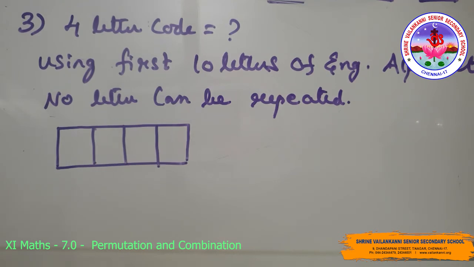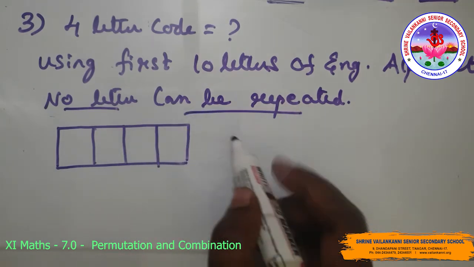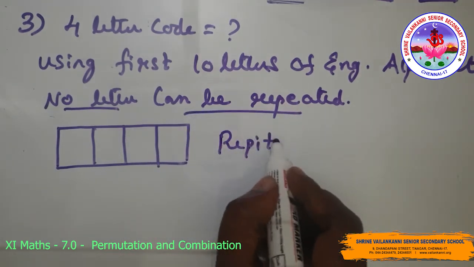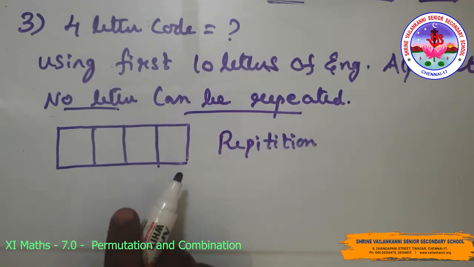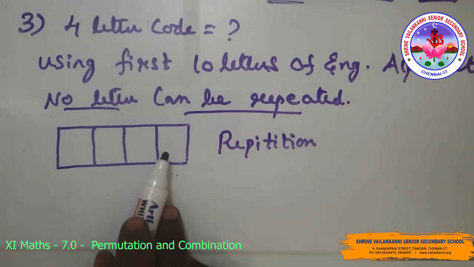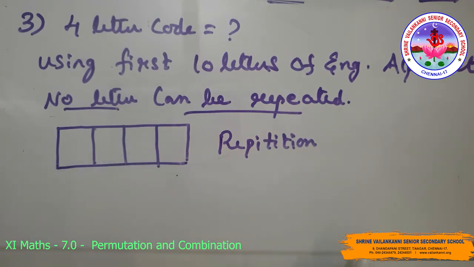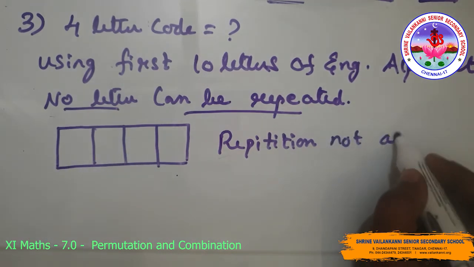Third question: how many 4-letter codes can be formed using the first 10 letters of the English alphabet if no letter can be repeated? So we have to form a 4-letter code using the first 10 letters of the English alphabet. No letter can be repeated, so that means repetition is not allowed. If E is filled in the last place, E should not be repeated in any of the other 3 places. So repetition is not allowed.